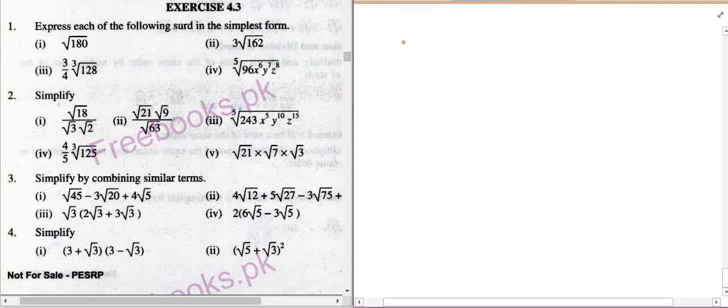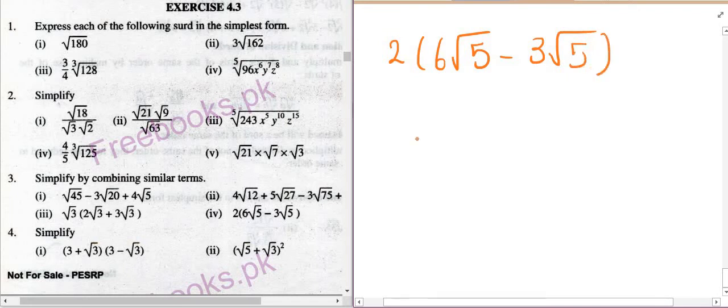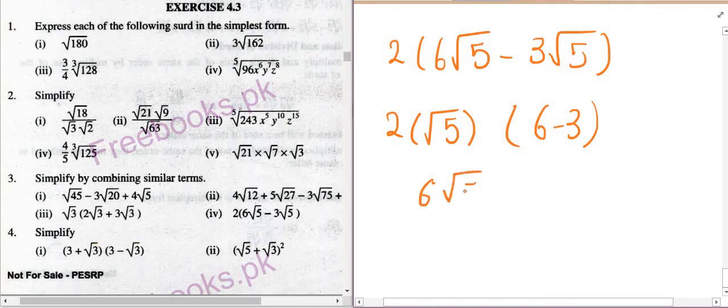Next is 2 × 6√5 − 3√5. You can take √5 common. It becomes 6 − 3, which is 3, two times. This becomes 6√5.